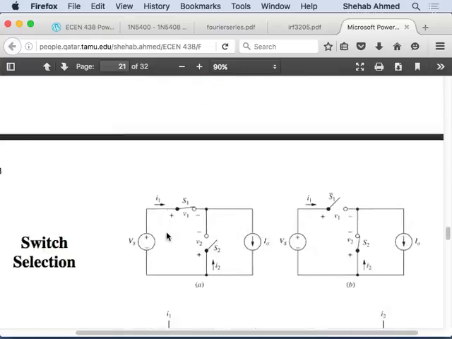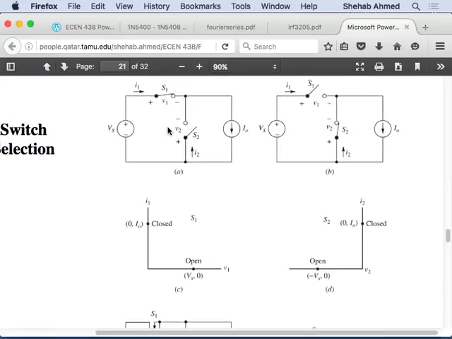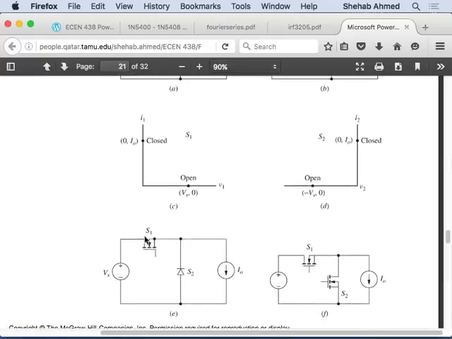This is just an example that says, if these are your two operating points, then you go back to your IV characteristics for the devices that we came up with. This is the IV characteristic of the fully controlled device. And that's why I remove S1 and put a fully controlled device here. MOSFET or BJT, I don't care.